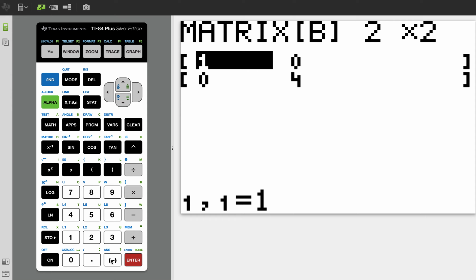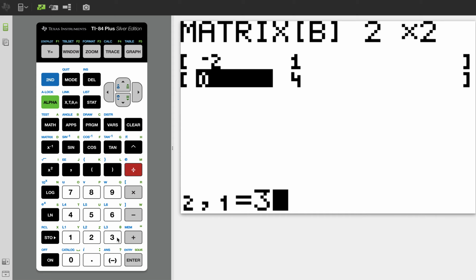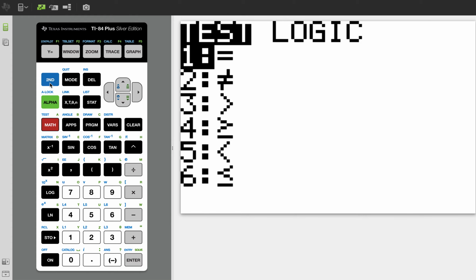So -2, 1, 3 halves, and then a -1 divided by 2. Or you could put -0.5 as it does for you. Okay, so now we're going to test this real quick.